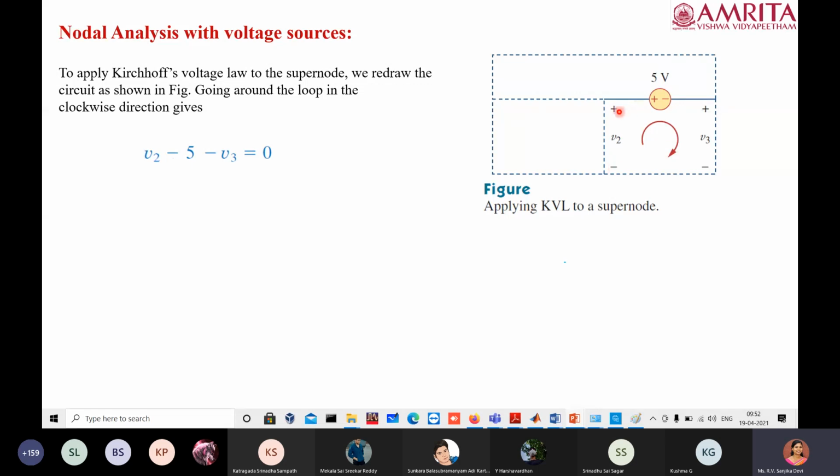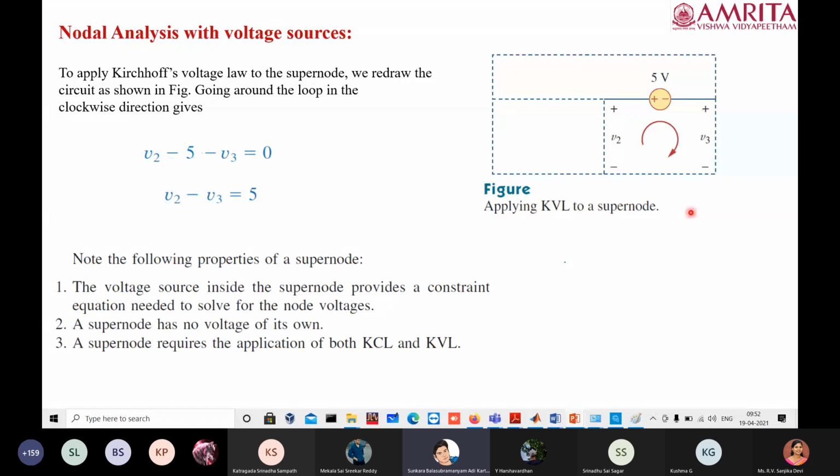KVL we always write for a closed loop. Ma'am, when we take the sign, we should consider the entering and leaving, like positive while entering, minus while leaving, for V2 and V3? Are you talking about the KVL or the polarity? While calculating the KVL, we are considering the polarity. That is what we are solving so far, right?